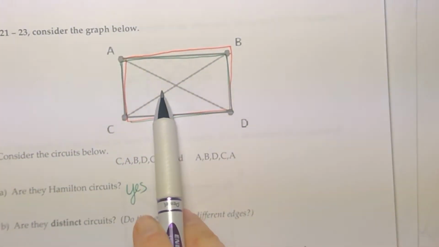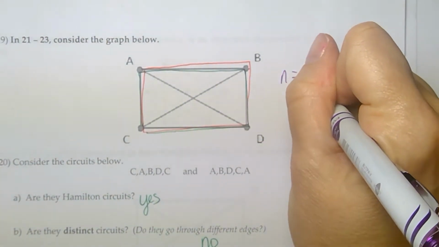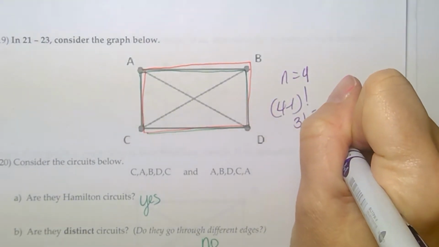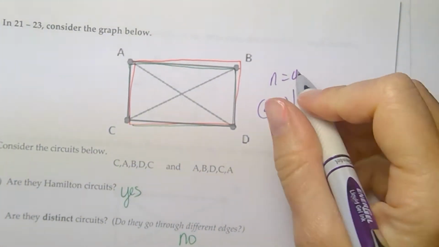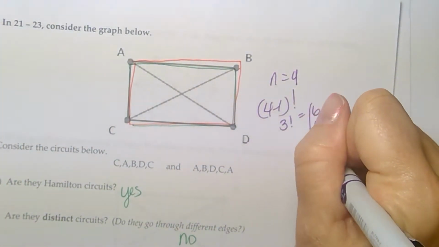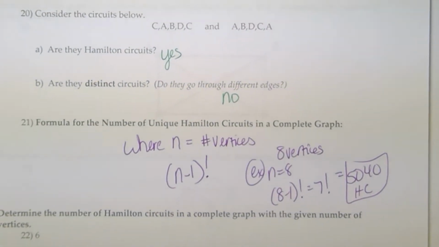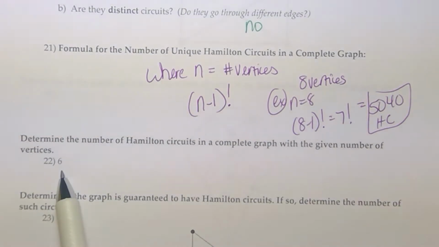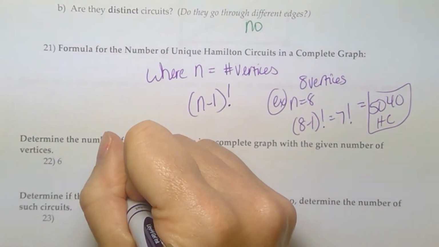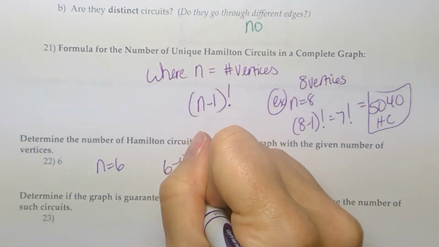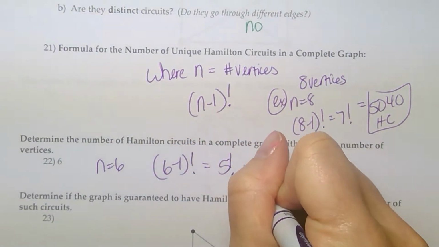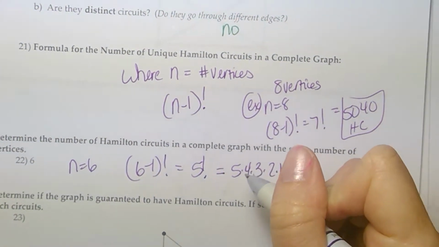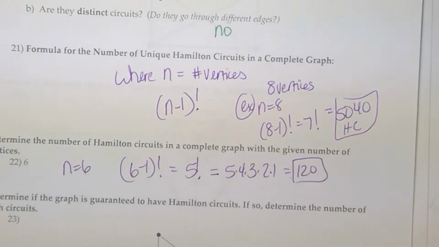So up here for this graph, n is 4, which means I would have 4 minus 1, or 3 factorial unique Hamilton circuits. 3 factorial is just 6. So I would have a total of 6 unique Hamilton circuits. What if I have 6 vertices? Well, n equals 6 gives me 5 factorial, which is 5 times 4 times 3 times 2 times 1, or 120 Hamilton circuits.